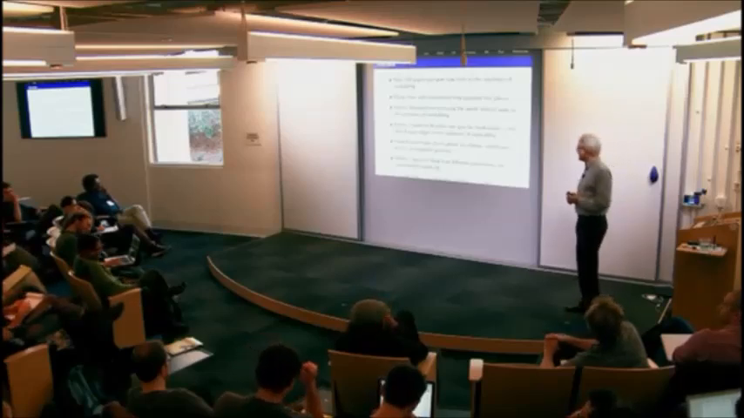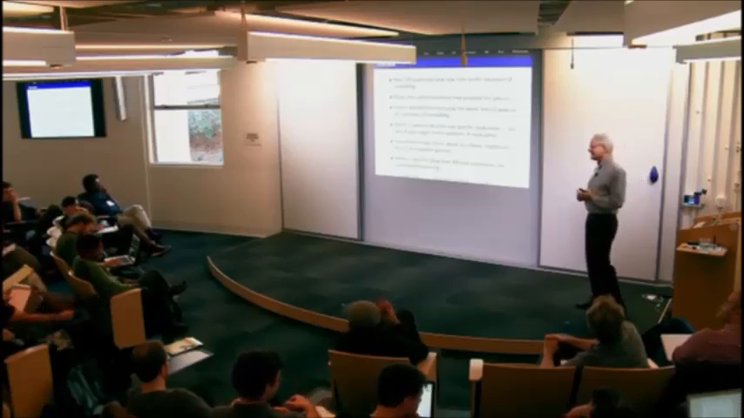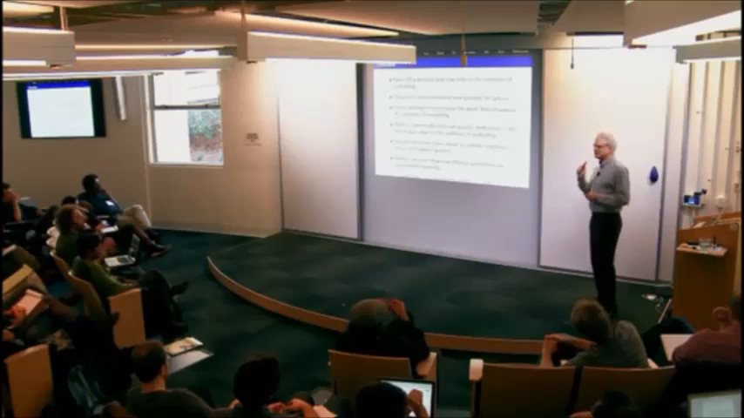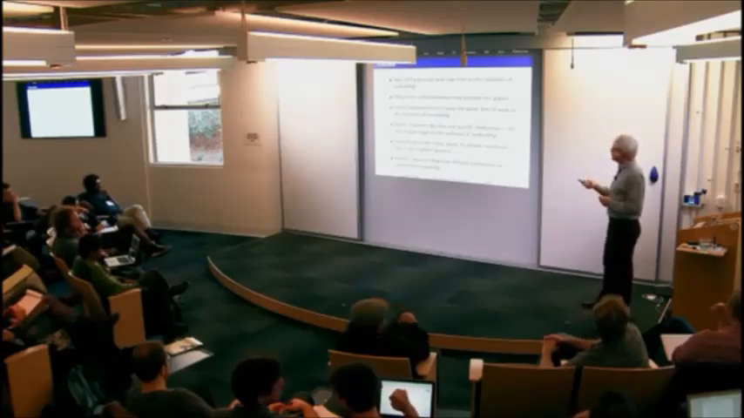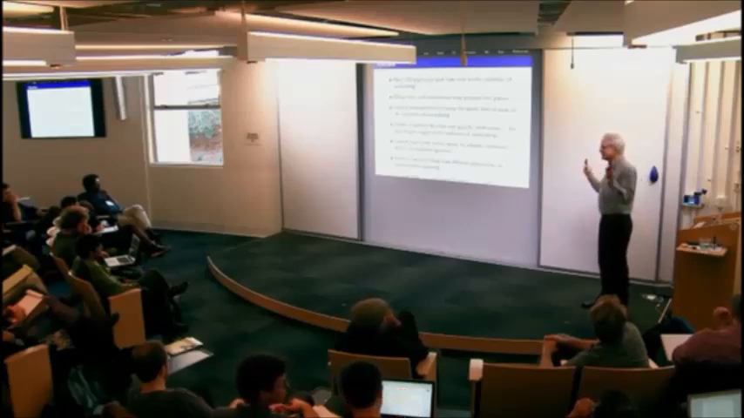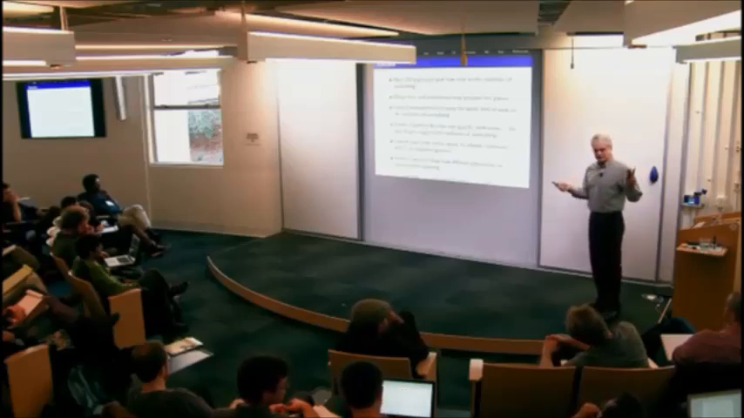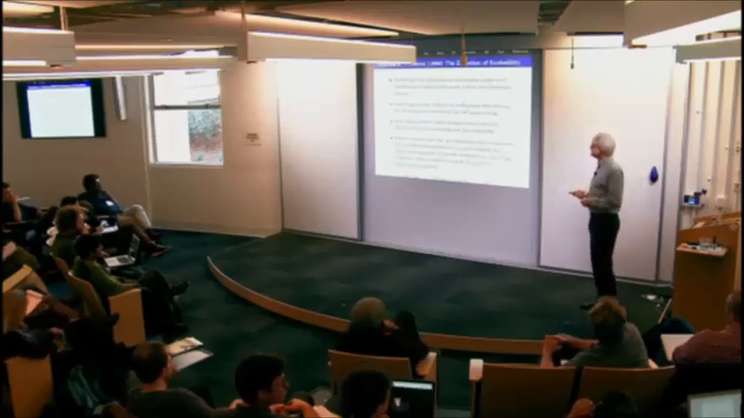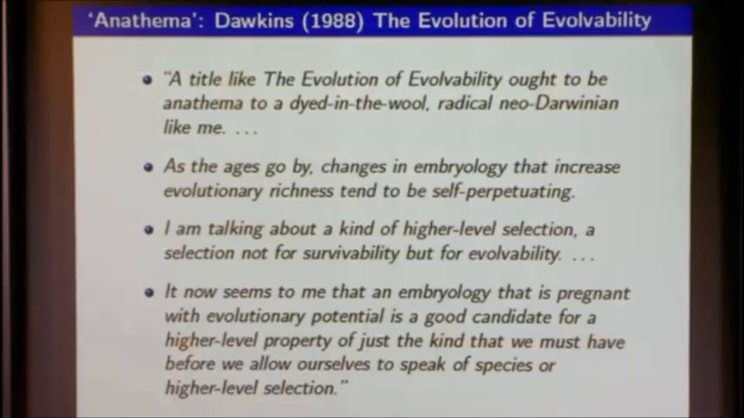Yes, I think so. And I'm not going to attempt to review the whole field, but I want to describe one specific mechanism, which is the role of gene origin in the evolution of evolvability. And I won't even make claims about its relative importance. That's an empirical question. But I want to show at least how different phenomena are connected theoretically. So let's begin with Dawkins' paper. Anathema, he calls it. A title like The Evolution of Evolvability ought to be anathema to a dyed-in-the-wool radical neo-Darwinian like me. But he describes this idea.